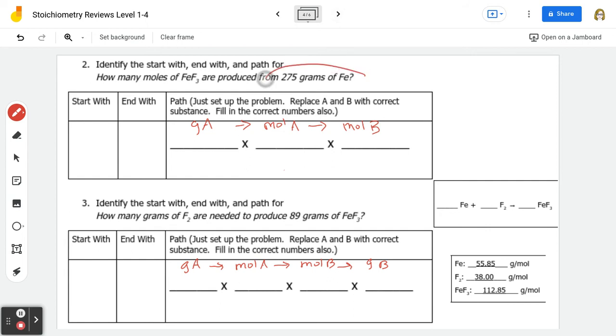So in number 2, you've got 275 grams of Fe, F3. They're asking you for moles of Fe, F3. So I'm not going to set up as much of this one, but I will help you get it started. 275 grams of Fe, F3. You have to cancel grams of Fe, F3. The next step in the path is to go to moles of A.